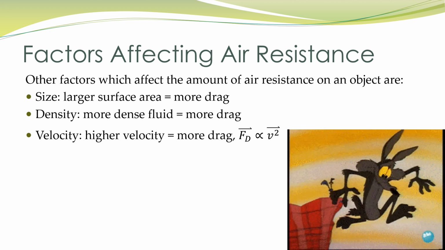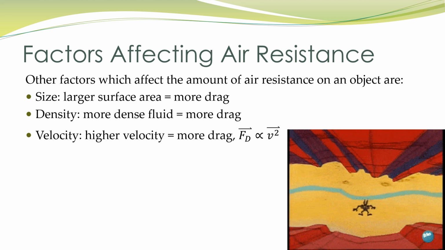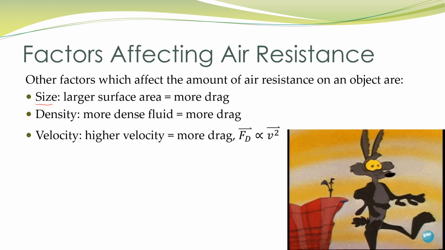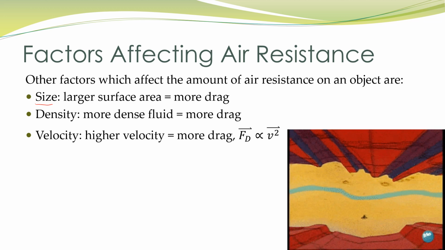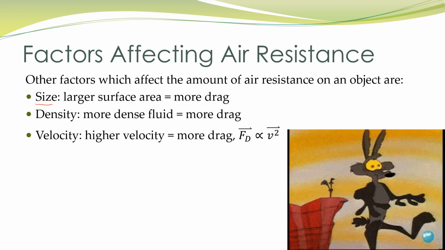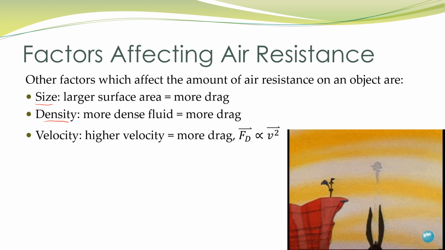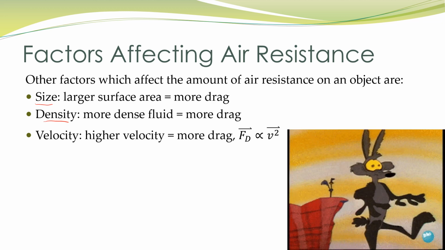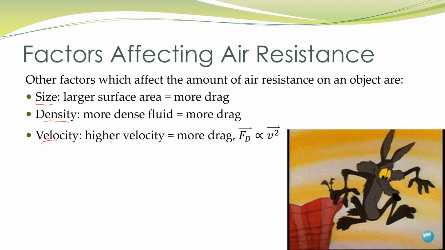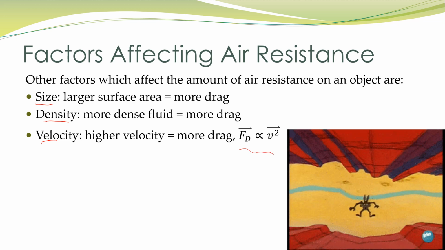So the factors that start to affect our air resistance: we've got the size of the object. Obviously a larger object is going to have a larger surface area, more air to push on it, more air to pull behind it, so more drag. The density of the fluid that we're going through: air and water. If you've tried to run through air and then run through water, you probably notice the difference between those two. And obviously the velocity, because the force of drag is directly proportional to the velocity squared.